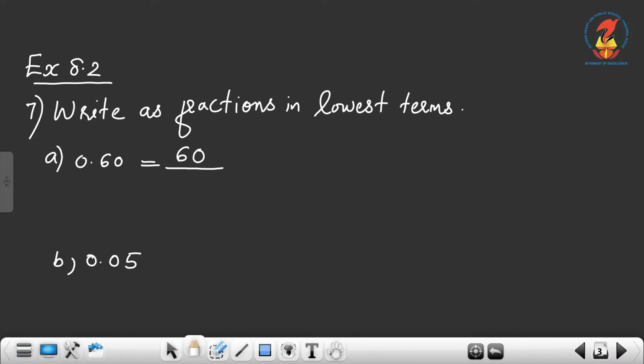2 decimal places means it will be a division by 100. The denominator will be 100. So 60 by 100. Now we have to reduce to the lowest form. Now 60 and 100, which is the common factor? We can take 2 as the common factor. Then 60 divided by 2 is 30, and 100 divided by 2 is 50.